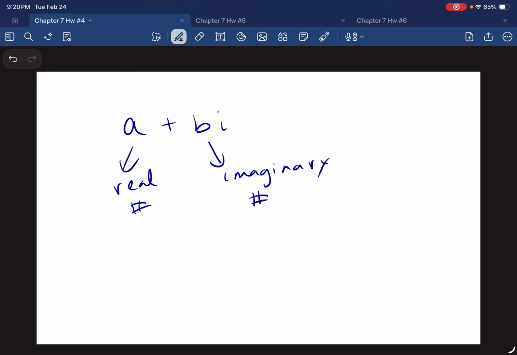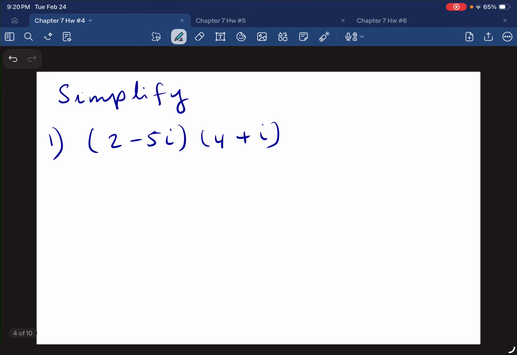Okay. Another thing to note is also that i squared is equal to -1. So whenever you see an i squared, you have to think of -1. Okay, so let's move on.